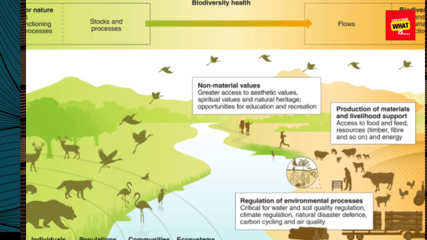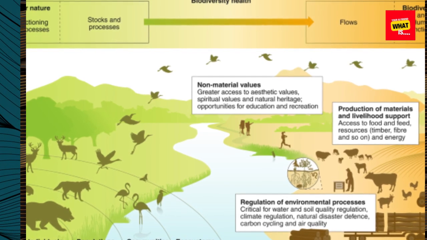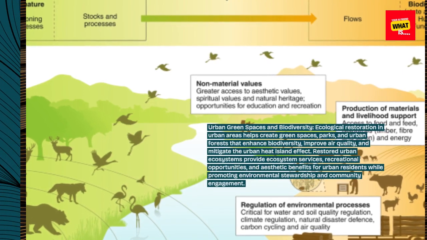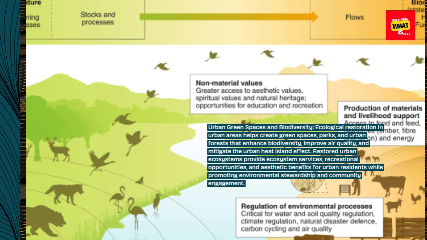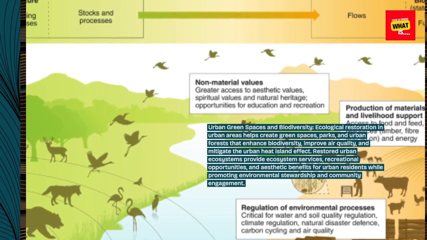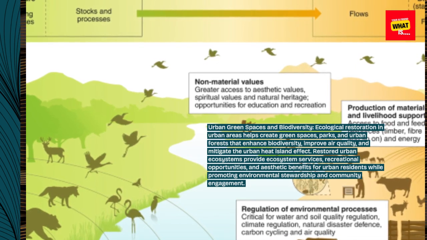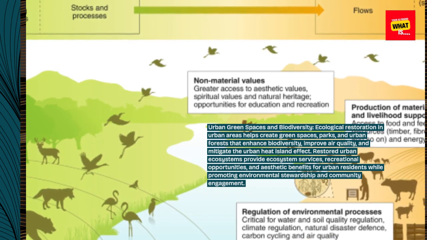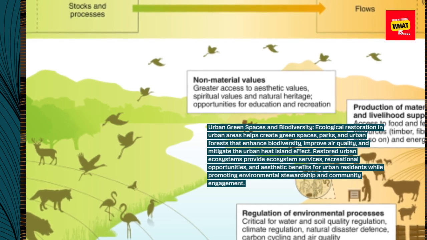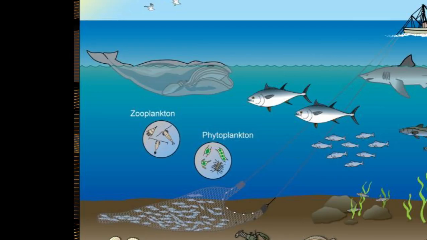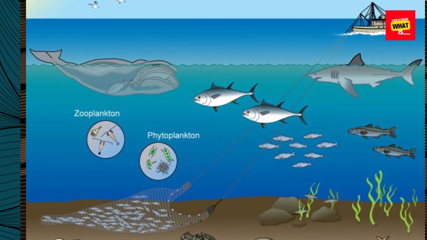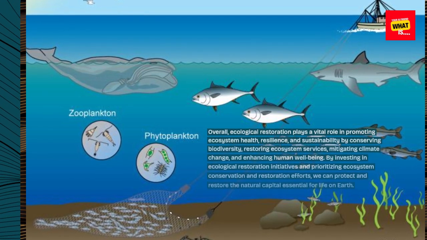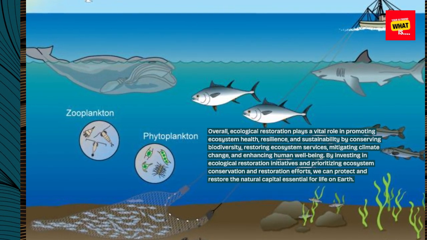Urban green spaces and biodiversity. Ecological restoration in urban areas helps create green spaces, parks, and urban forests that enhance biodiversity, improve air quality, and mitigate the urban heat island effect. Restored urban ecosystems provide ecosystem services, recreational opportunities, and aesthetic benefits for urban residents while promoting environmental stewardship and community engagement.